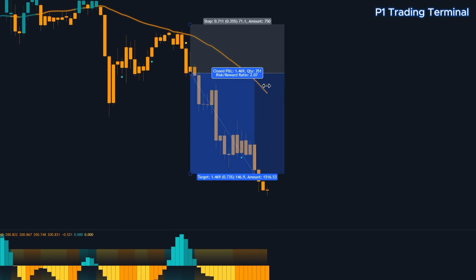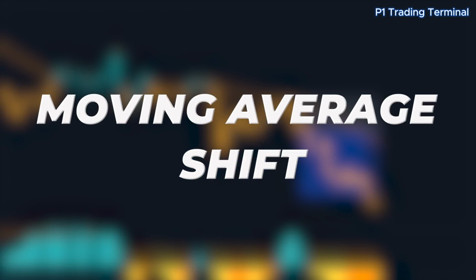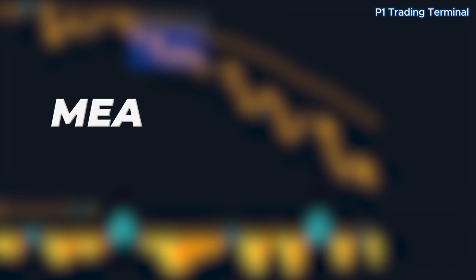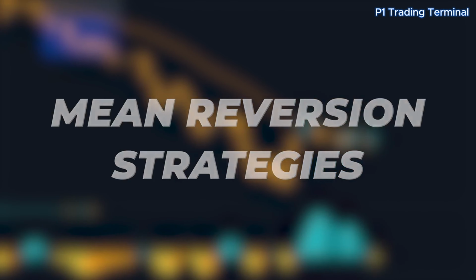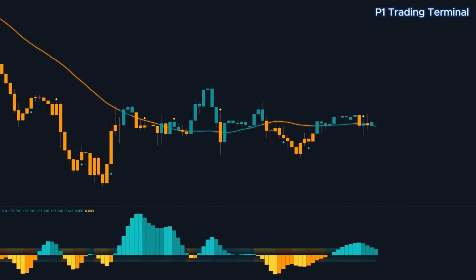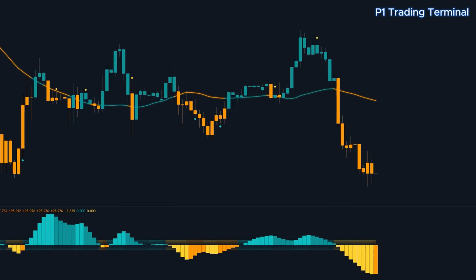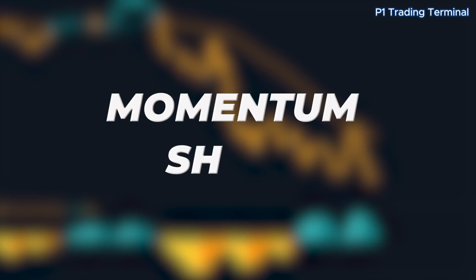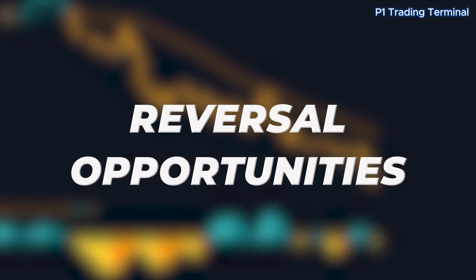In summary, the moving average shift, also known as the MA shift indicator, effectively merges trend following with mean reversion strategies, offering a complete analytical framework in one easy-to-read visual. By providing customization and clear visual signals, traders can accurately pinpoint trending direction, momentum shifts, and reversal opportunities.